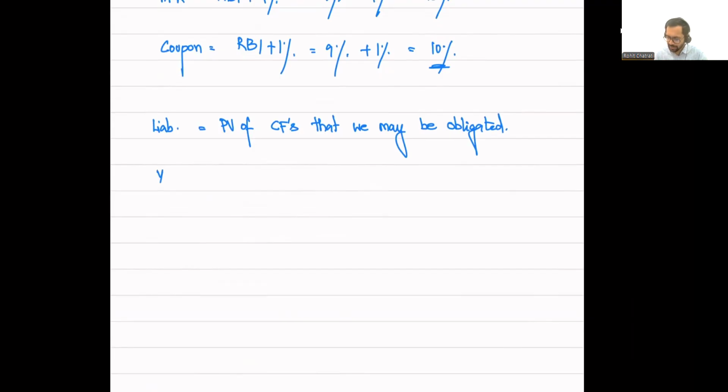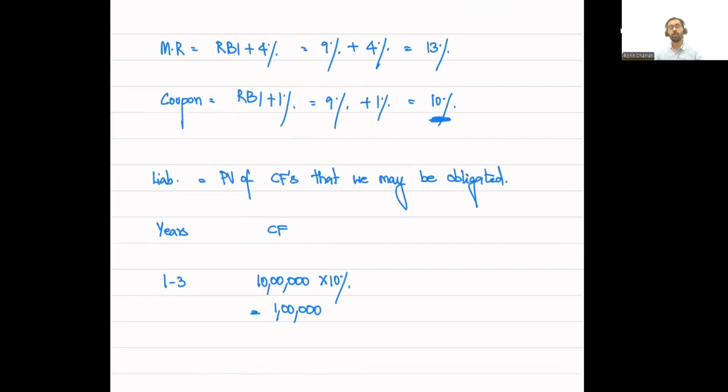So the liability will be calculated. We'll first have years. We'll plot the years as 1 to 3. The cash flow will be 10 lakhs multiplied by 10 percentage. Remember, this time the coupon is equal to 10 percentage, and therefore this is going to be equal to 1 lakh rupees. Remember, although the coupon rate will keep fluctuating each year, based on the RBI base rate, the coupon rate might change every year.